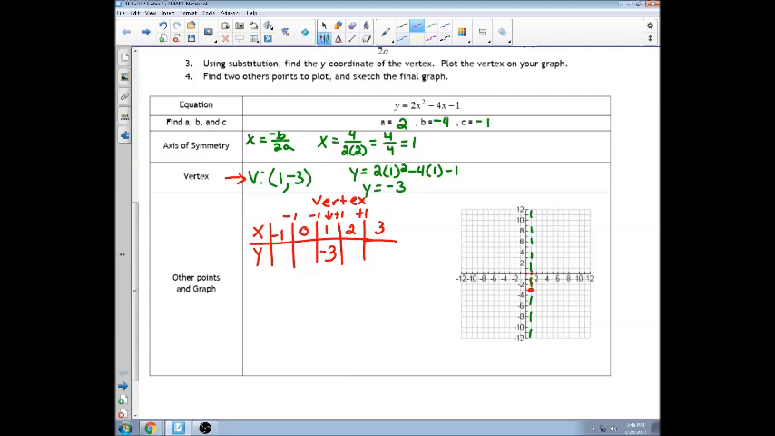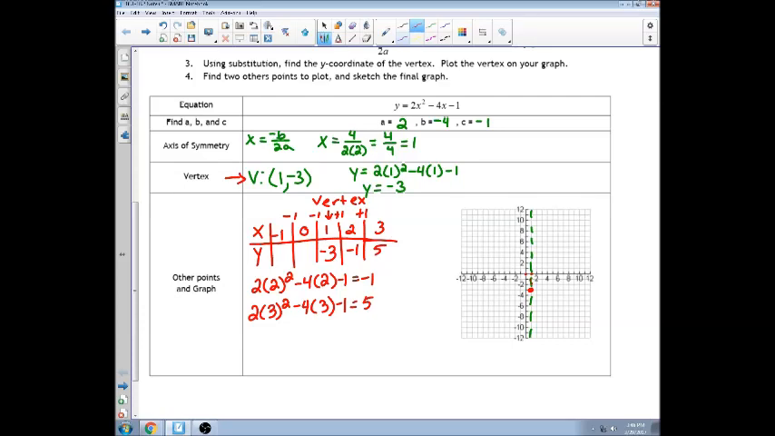Okay? What I want to do at this point is take my x values and plug them back into the original equation. So for x equaling 2, it would be 2 times 2 squared minus 4 times 2 minus 1. If I type that straight through my calculator using the parentheses in the correct locations, what I come up with is that when x is 2, my y is negative 1. Now I'm going to plug 3 back into the original equation. So 2 times 3 squared minus 4 times 3 minus 1. I find out that my y value is 5.